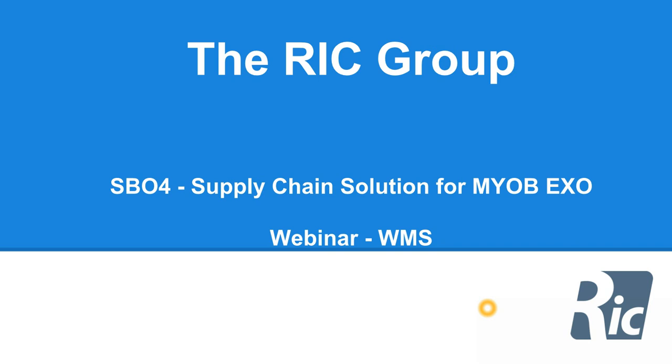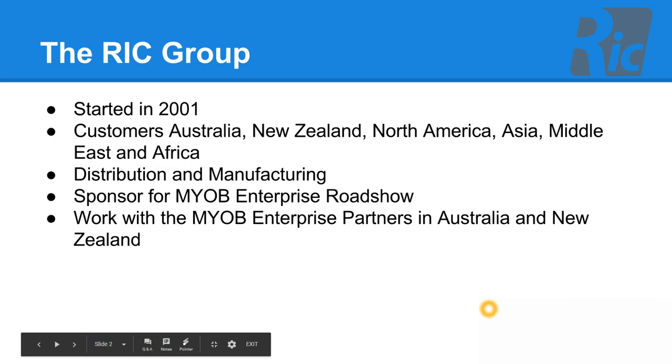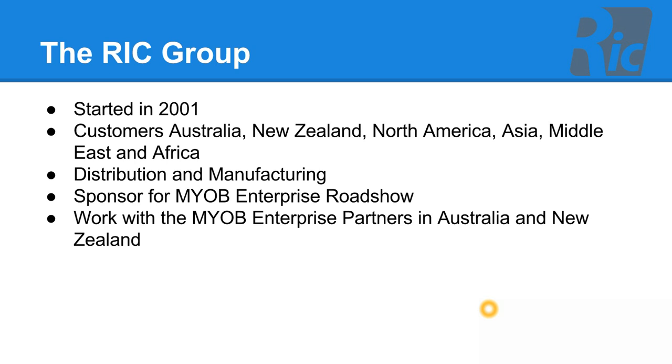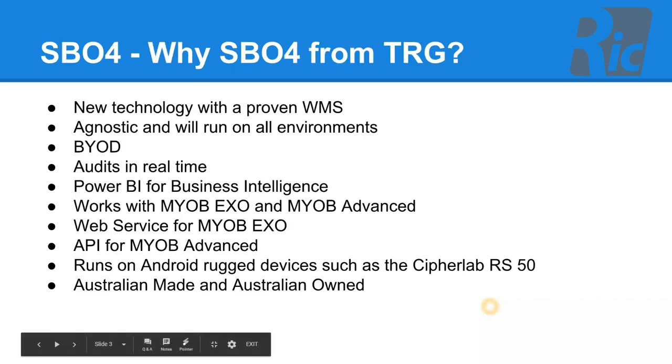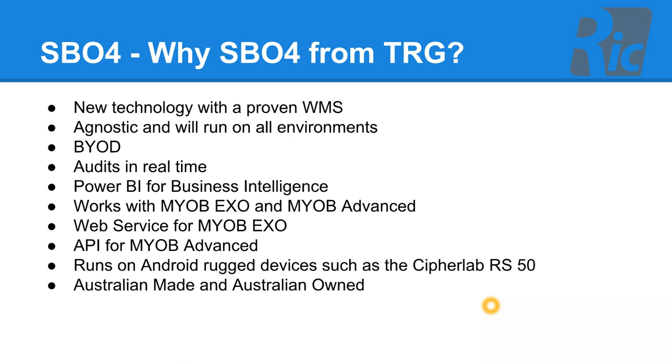Going to give you a webinar on our warehouse management solution for MYOB EXO and focus on stock taking. The RIC Group was established in 2001 and we have customers all over the world, including Australia and New Zealand, North America, Asia, Middle East and Africa. The majority of our customers are in distribution and discrete manufacturing. We were recently a sponsor for the MYOB Enterprise Roadshow, and we work with the MYOB Enterprise partners throughout Australia and New Zealand. So why our warehouse management solution against the competitors?